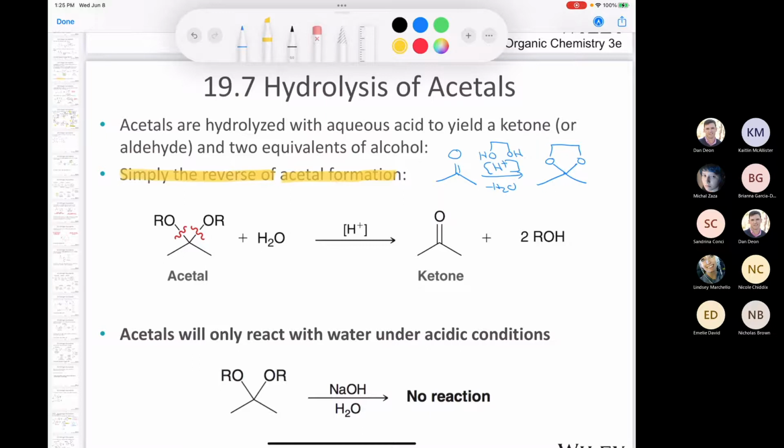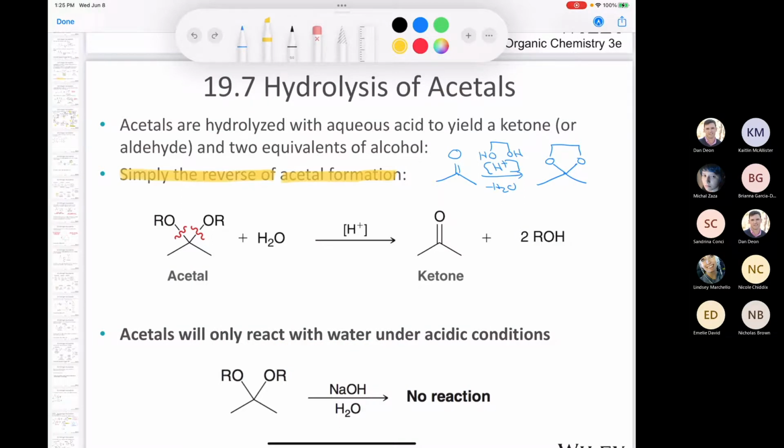So you take an acetal, you put it in water with acid, and you end up reforming your ketone, in this case, plus 2 equivalents of your alcohol. If you made your acetal from an aldehyde, then you would form an aldehyde. Again, if you take your acetal and treat it with base, you get no reaction. They're very strong in base, but very weak in acid.